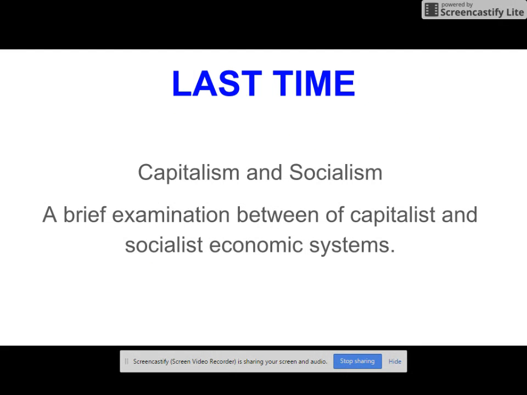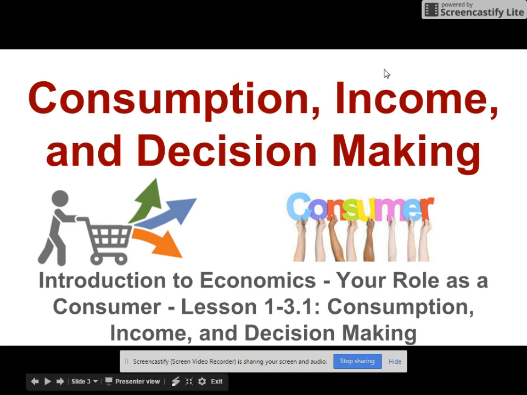Last time we were together, we looked at both capitalism and socialism as economic systems. This was a brief examination between the capitalist and socialist economic systems. We did not go into great depth. It was kind of a view from 30,000 feet. Today, we're going to be digging deeper into the capitalist system, which we live in and love today, particularly looking at consumption, income, and decision making.